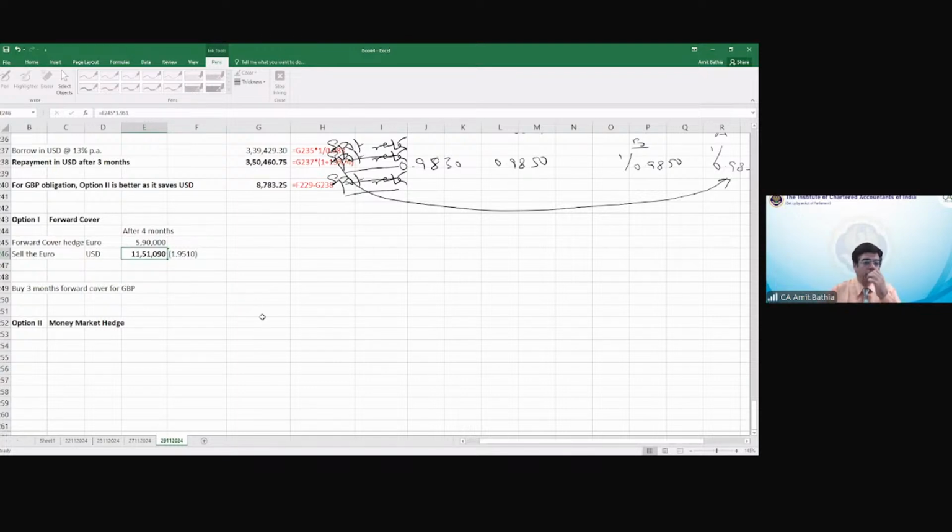Now I need to create a money market hedge. Sell the euro at forward.